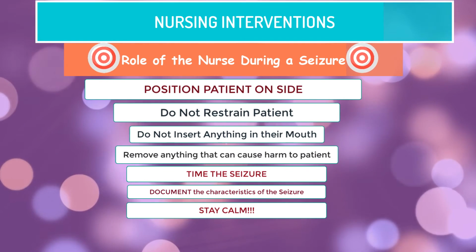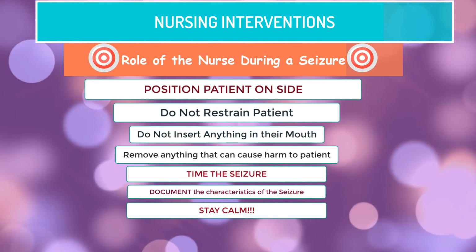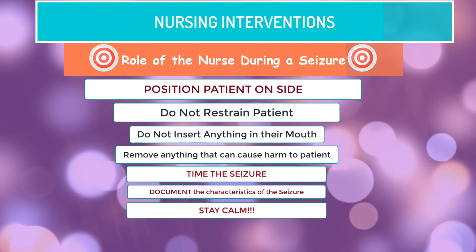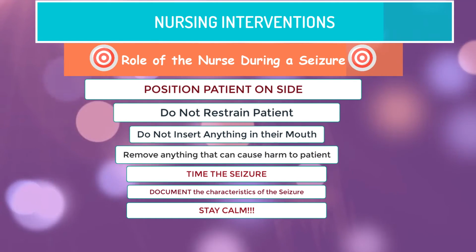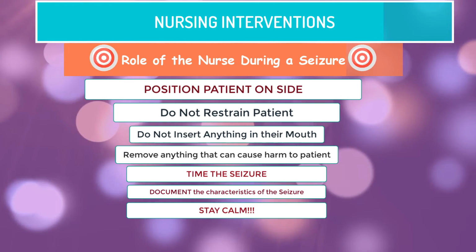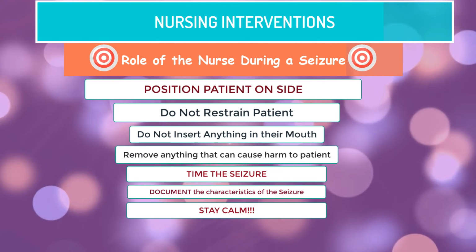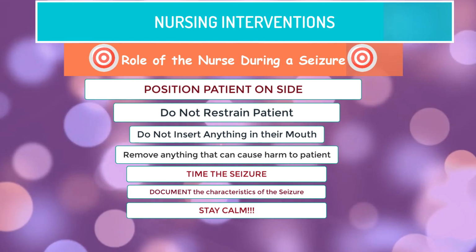It is super important. If the seizure is greater than 5 minutes, what can this lead to? Status epilepticus, which will need emergent medications in order to stop the seizure. So you need to activate the rapid response or emergency response team. Note and document the characteristics of the seizure before, during, and after.